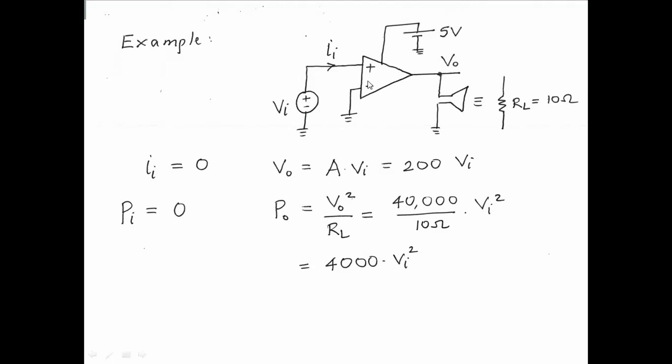Now if it is a very good amplifier, then the current drawn by the amplifier from the input voltage source is 0. So if the input current is 0, then the power supplied by the input voltage source, of course, is also 0 because it is Vi times Ii. So the input power is 0. Now an amplifier needs a DC power supply to operate. So you have to connect some battery or something to supply power to this amplifier. At the output, we say the output is equal to A Vi, and I'm saying let that be 200 Vi.